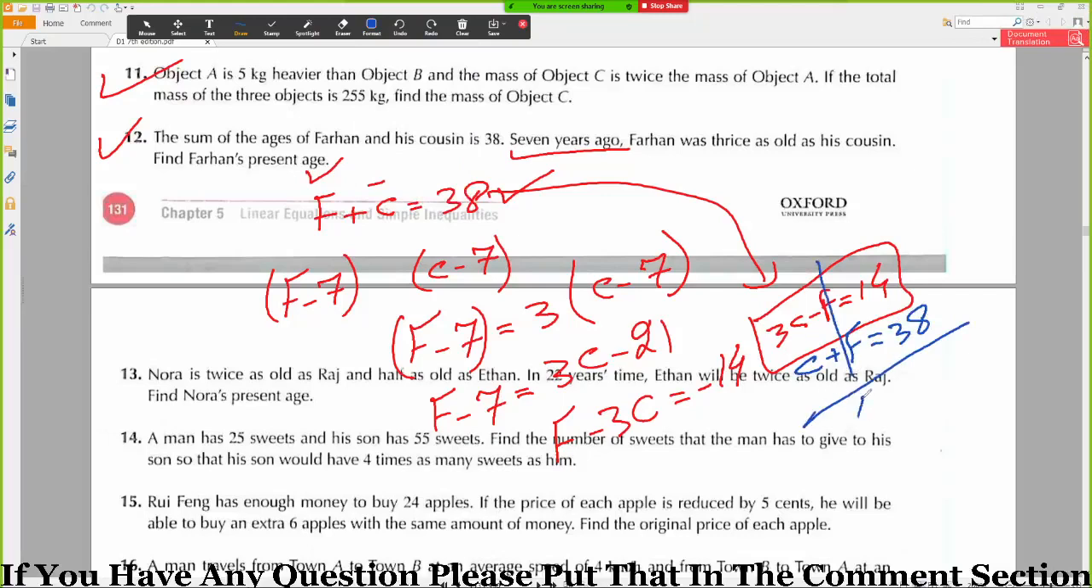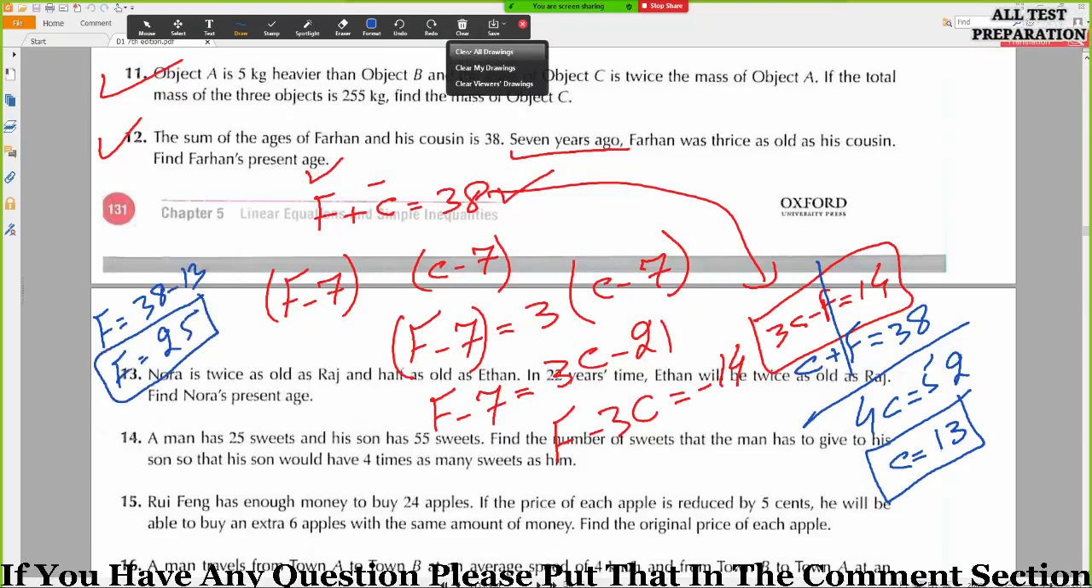तो यहाँ पे 4c आ जाएगा. 8 9 10 12, 52 आ जाएगा. So c will be equal to 30. Okay, his cousin age is 30 and Farhan age is 38 minus 30, 25.